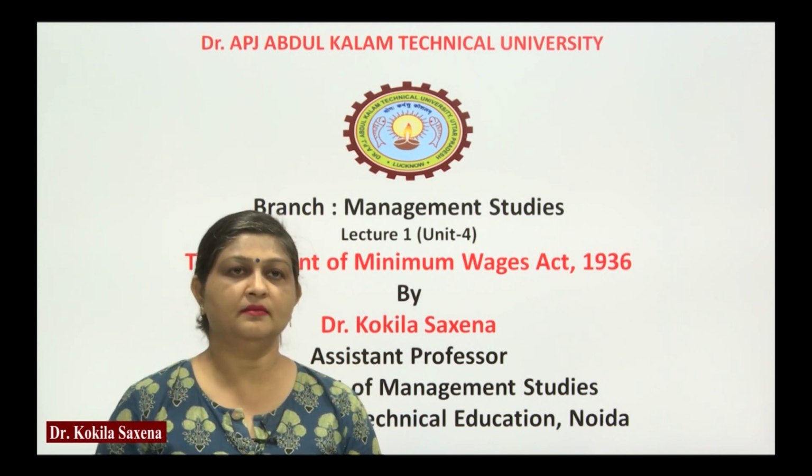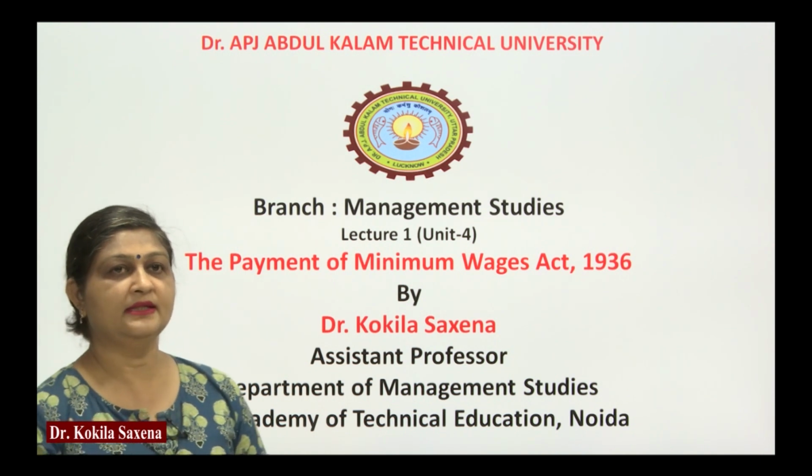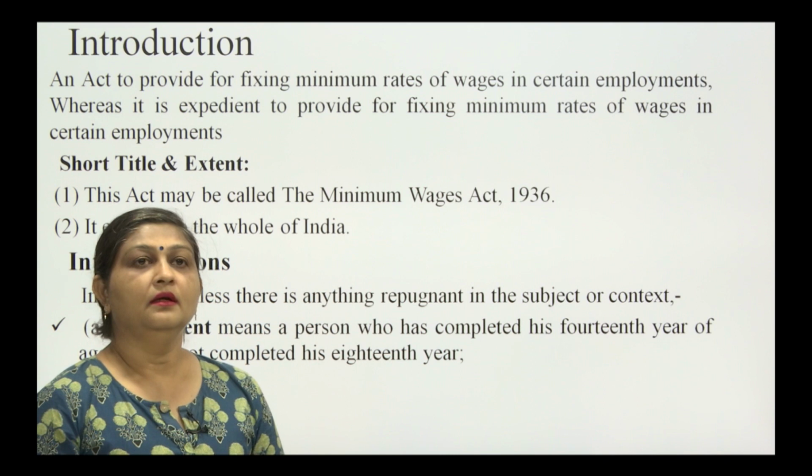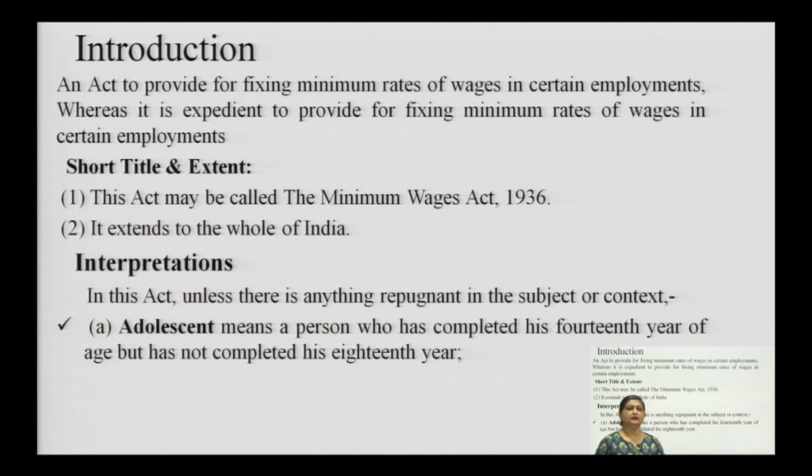Today we will discuss the Payment of Minimum Wages Act 1936. This act basically provides for fixing minimum rates of wages in certain employments, whereas it is expedient to provide for fixing minimum rates of wages in certain employments. This act may be called the Minimum Wages Act 1936 and it extends to the whole of India.